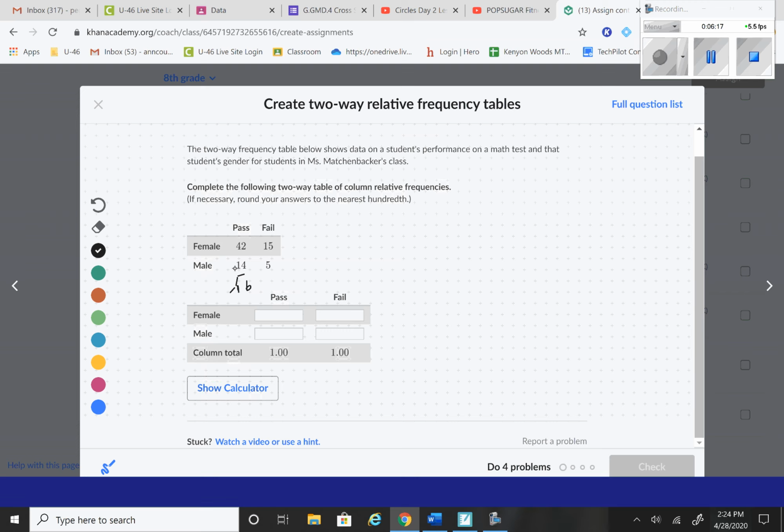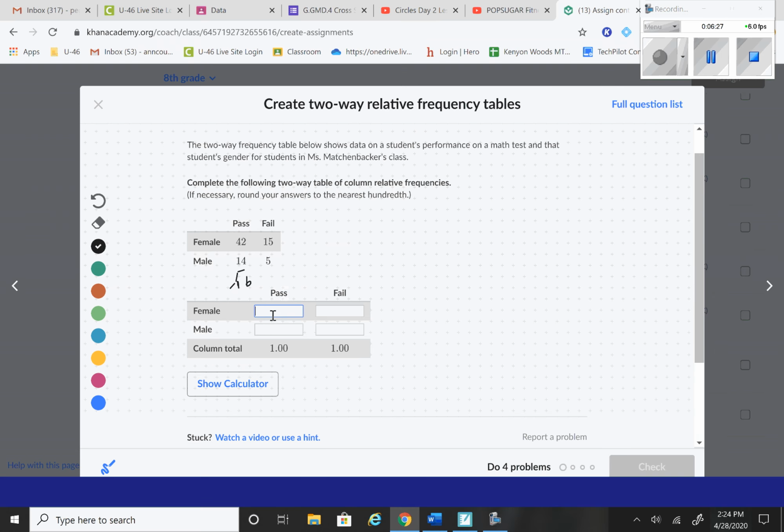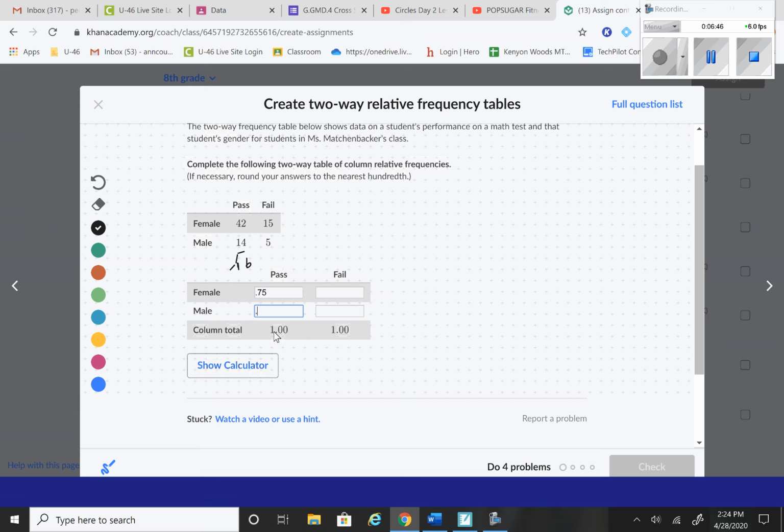So if I took 42 divided by 56, I get 0.75. They're asking me to put it as a decimal because it says nearest hundredth, so I'm going to say 0.75. I used my calculator for that. For males, 14 divided by 56, I get 0.25. That makes sense because those two decimals add up to 1 or 100%. 75% of the females pass, 25% of the males pass.